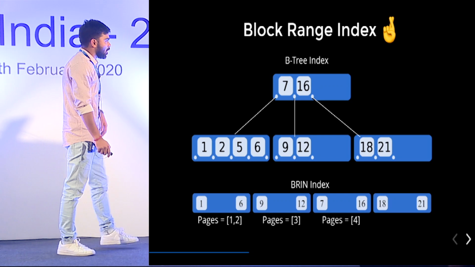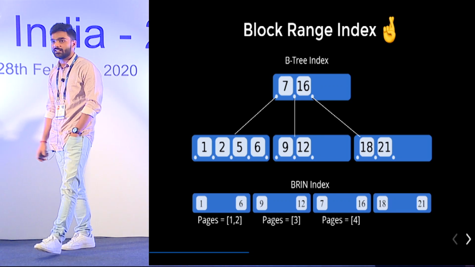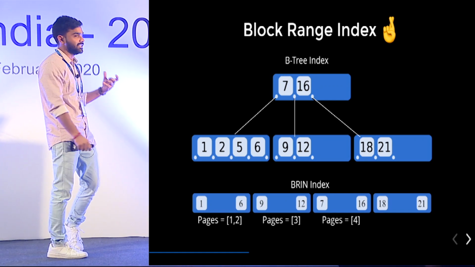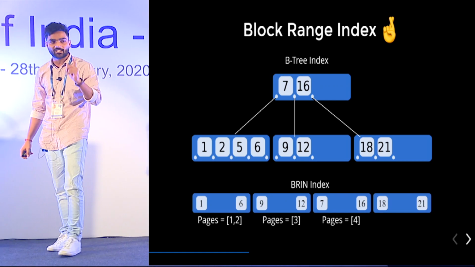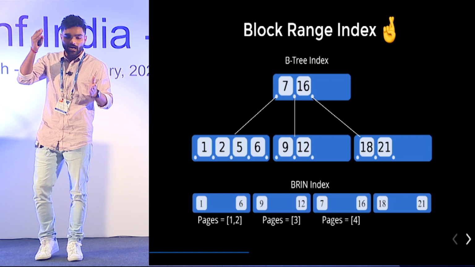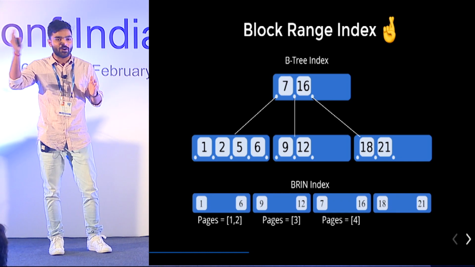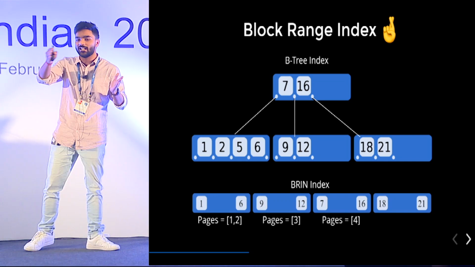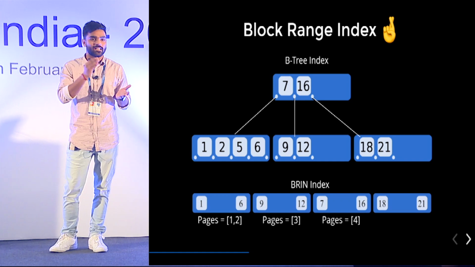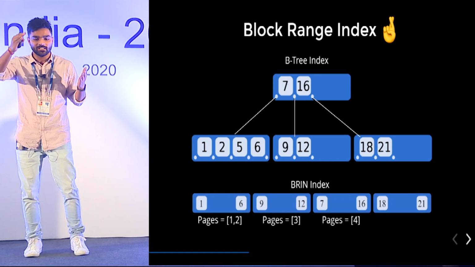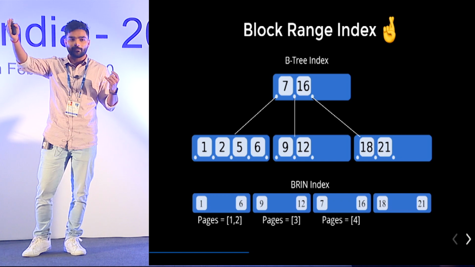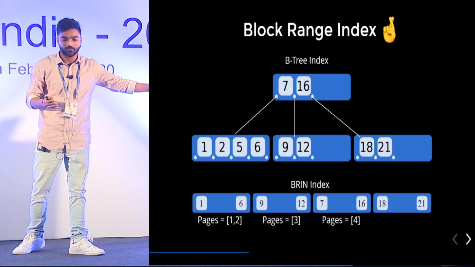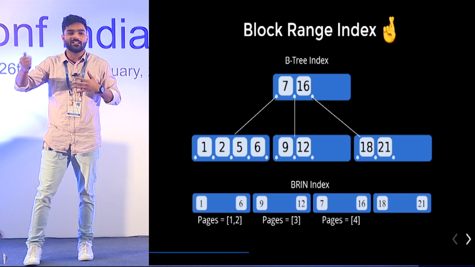While in block range indexes, how it operates is they create a block, and that block contains summary information. For example, in case of B-tree index, you saw that you have pointers pointing to 1, 2, 5, 6, while in case of Brin index or block range index, what you have is a minimum value and a maximum value. So it says that this block has a minimum value of 1 and a maximum value of 6. The next block has a minimum value of 9 and a maximum value of 12. The range 1 to 6 is contained in pages 1 and 2, and the range 9 to 12 is contained in page 3.